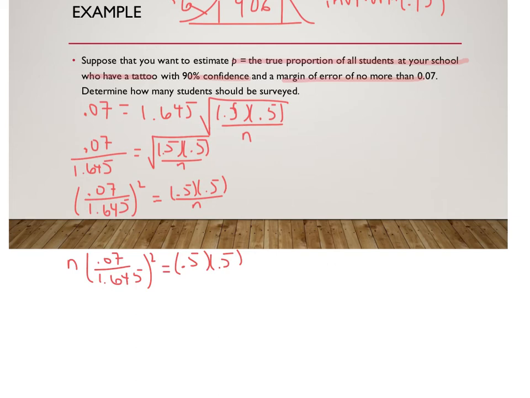Remember, you're going to type 0.5 times 0.5 in your calculator first and hit enter. Then you're going to hit divide by, open parenthesis, 0.07 divided by 1.645, close the parentheses, and then square it. Remember, if you do not put parentheses around that fraction, your calculator will give you the wrong answer because it only understands order of operations, not how you intend for it to calculate. When you do so, you do get n to be approximately 138.06, or about 139 students.